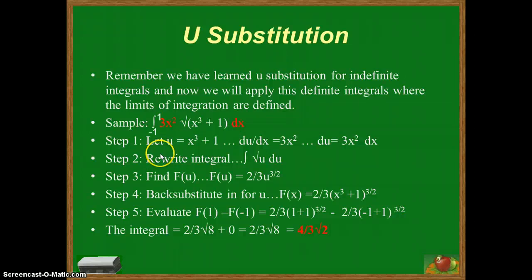So our second step would be to rewrite our integral in terms of u. This would be the integral of the square root of u du. Next step is find the antiderivative of u, and f of u, you have to be careful how you say that, is 2/3 u to the 3/2. Then what we're going to do is we're going to back substitute in for u. So f of x, the antiderivative of x, is 2/3 quantity x cubed plus 1 to the 3/2. Evaluate antiderivative of 1 minus the antiderivative of negative 1, and after you do all the math, you get that the integral is 4/3 square root of 2.